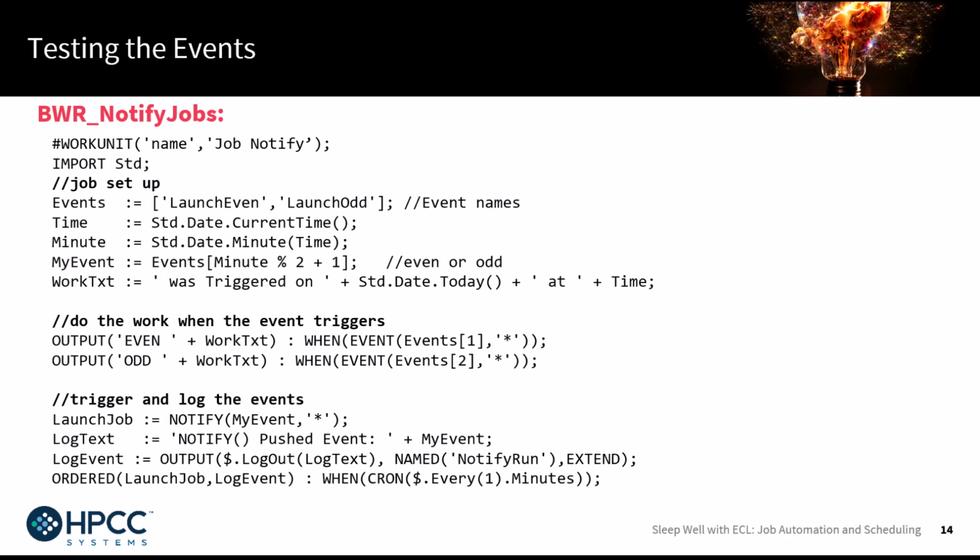The launch job action fires the events defined as myEvent, and whatever action in the same or any other work unit is waiting for that myEvent value will trigger and do the work. So when myEvent is launch even, the first output executes, and when myEvent is launch odd, the second output executes. And after the launch job action, the log event action then adds the fired event to the notify run list of events it is logging.